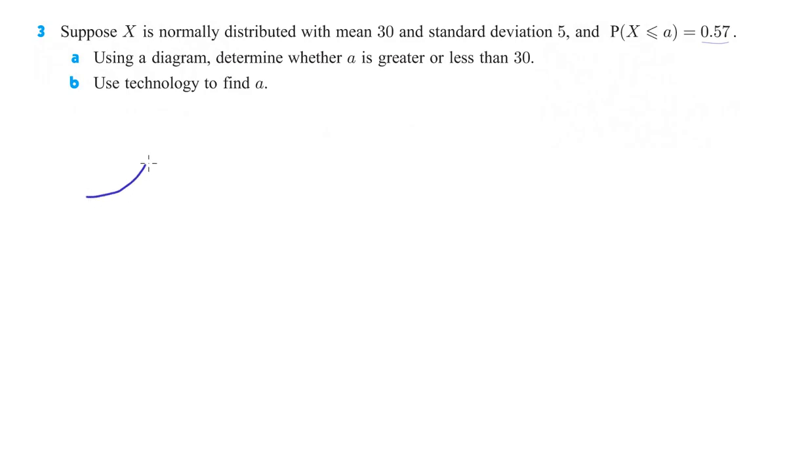So let's draw ourselves a little normal curve right here. Our mean is 30, and we want to know what goes up to 57%. So that's going to be a little bit more, because 50% is going to go up to 30, right? So this here is all going to be our 0.57. So using a diagram, determine whether a is greater or less than 30. It is definitely going to be greater than 30, because it's more than 50%.